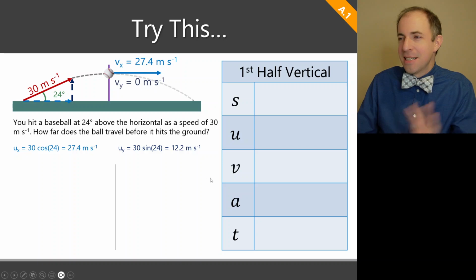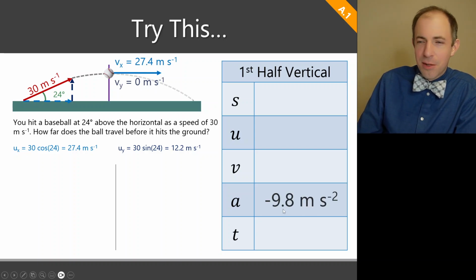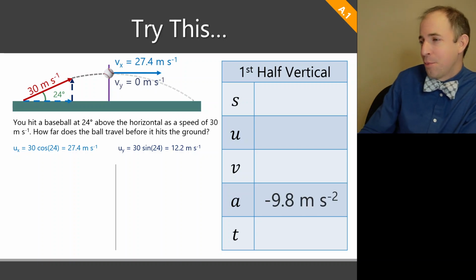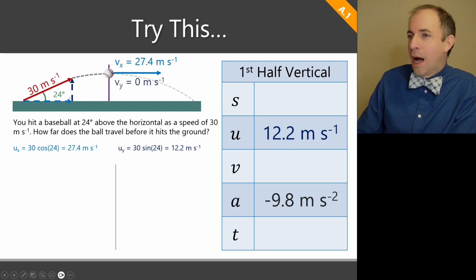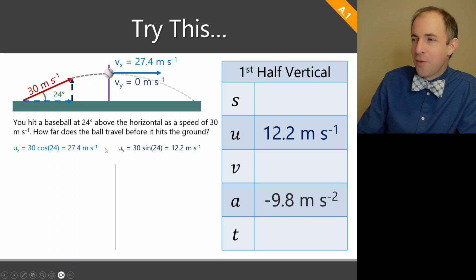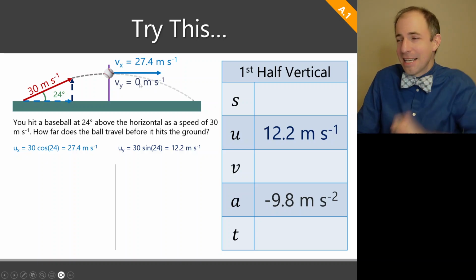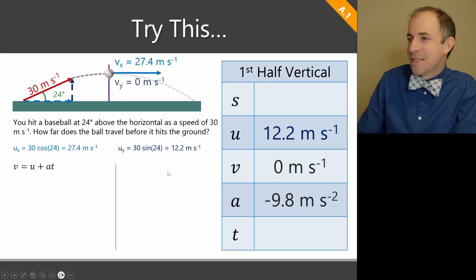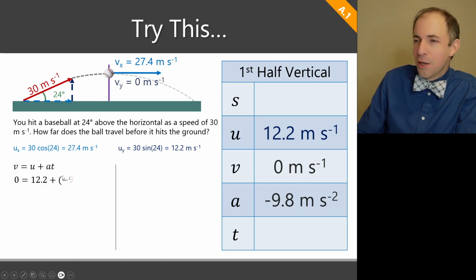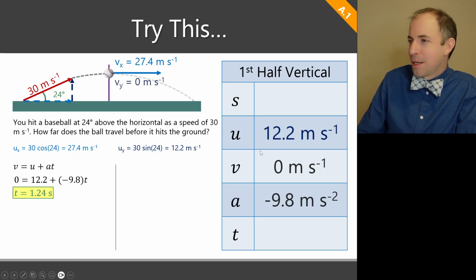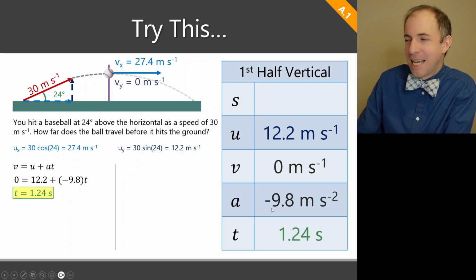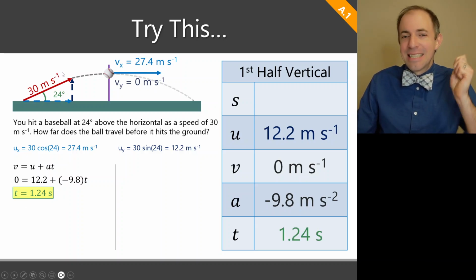Now, let's start putting things into our structure here. We know that the acceleration in the vertical is going to be negative 9.8 meters per second squared. We know that the initial vertical velocity is 12.2. That's what we calculated here as our vertical part of the triangle. And then the final velocity in the vertical at the highest point is 0. From that, I can solve for the time. v is equal to u plus at. Plugging in my 12.2 and my negative 9.8, I can find that the time is 1.24 seconds. That is the time, again, to get to the highest point.